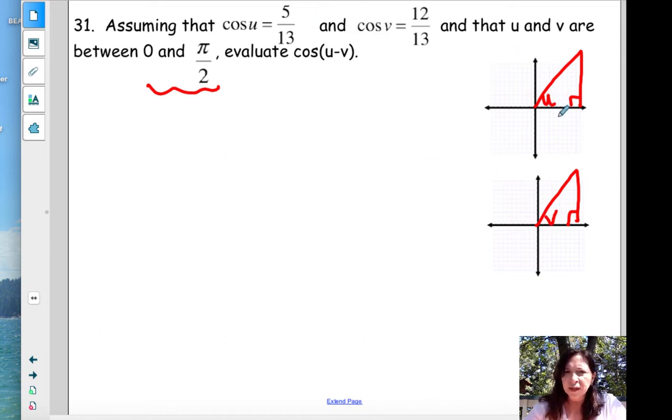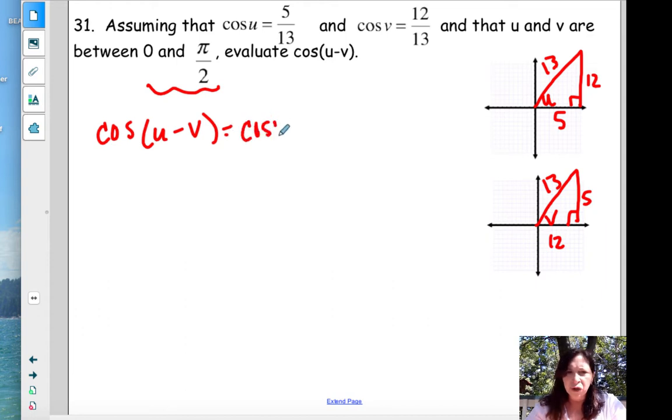So cosine of u is adjacent over hypotenuse, and cosine of v is also adjacent over hypotenuse. So this is a 5, 12, 13 special right triangle, and this also is a 5, 12, 13 special right triangle. So our job is to evaluate cosine of u minus v. So we're just going to expand that. Cosine of u minus v is the same thing as cosine of u, cosine of v. This is minus, so it's going to be the opposite, plus sine of u, and then sine of v.